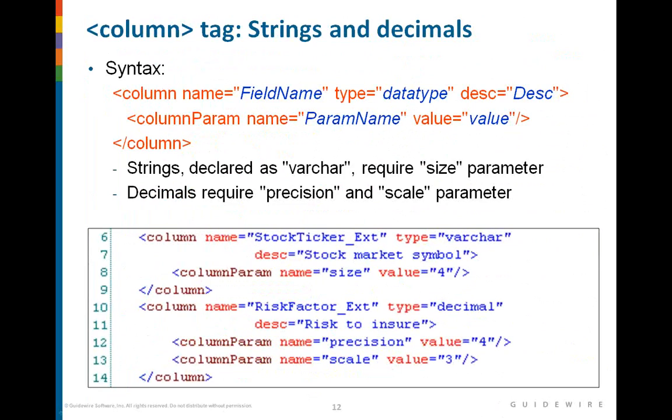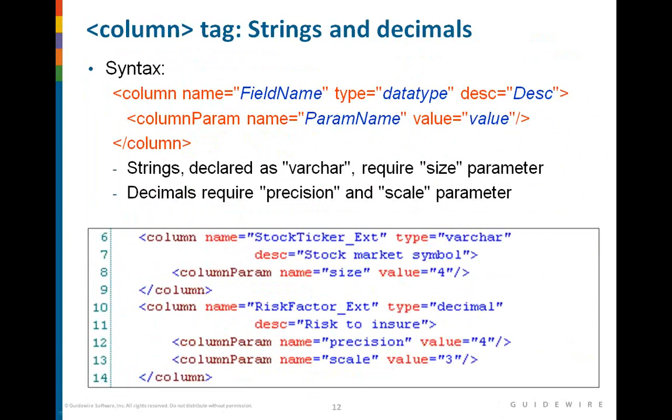So how exactly can you define strings and decimals? You can see here: column name equal to field name, type equal to data type. There is a column param defined inside: column param name equal to parameter name, and then the value for the parameter. Strings declared as varchar require a size parameter. If you see, strings declared with the varchar data type should have the size parameter defined. Without that, the Guidewire server will not start.